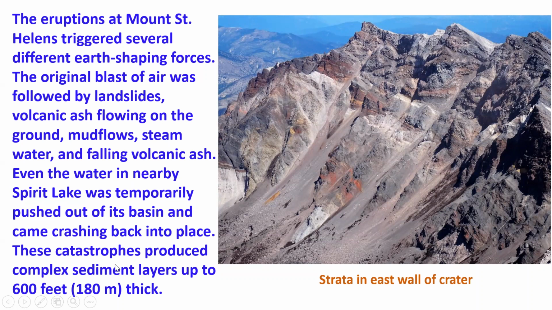And these catastrophes produced complex sediment layers up to 600 feet thick, which is 180 meters. So here you have the strata in the east wall of the crater. Yeah, and this is recent history. It doesn't need us to go back all the way to the flood of Noah, but something more recent, just 1980, that is, by now 42 years ago, and something amazing like this.